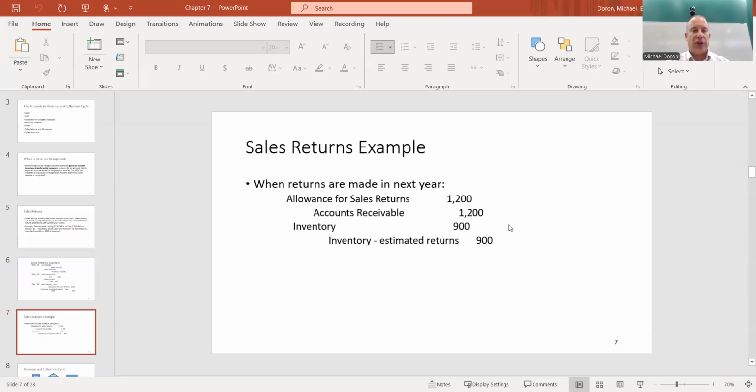And then when the returns are actually made, take it out of allowance for sales returns and out of accounts receivable. And now you can put it back into regular inventory, take it out of the estimated returns. Again, I'm not going to ask you this on an exam. I just want to remind you guys, you need to know these things so that you can audit their sales returns account.